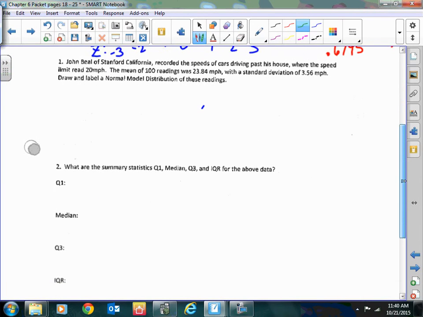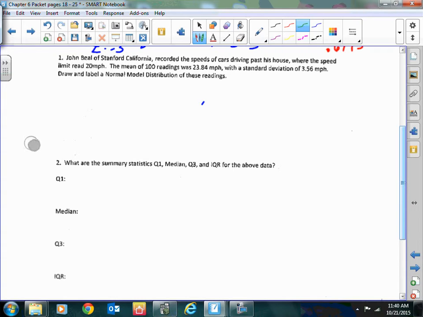All right, so let's apply this. Here we go. John Bill of Stanford, California, recorded the speeds of cars driving past his house, where the speed limit read 20 miles per hour. The average reading was 23.84 miles per hour, with a standard deviation of 3.56 miles per hour. Draw and label a normal model distribution of these readings.